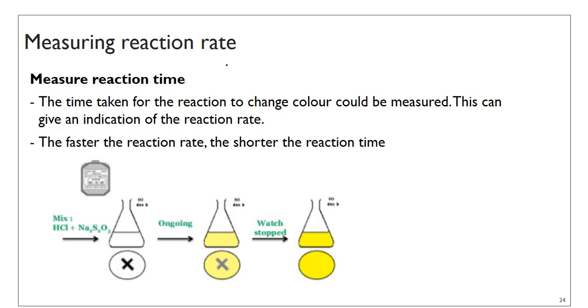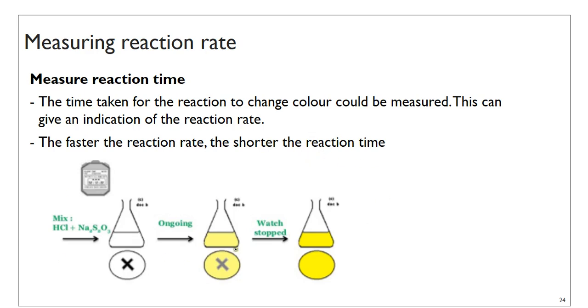It's just that a lot of the time the reactions happen so quickly that there's so much error in measuring reaction time. So the example is if you have a chemical reaction that produces a color, basically you're going to measure how long it takes for the cross that you put underneath the conical flask to completely disappear. So the solution essentially goes from transparent to opaque here. And this is the time taken for the reaction to change color. If you have a faster reaction rate, the reaction time will be shorter.